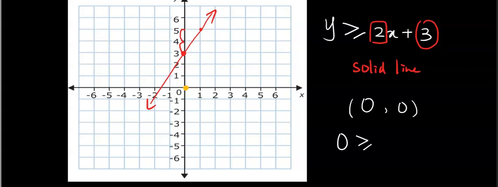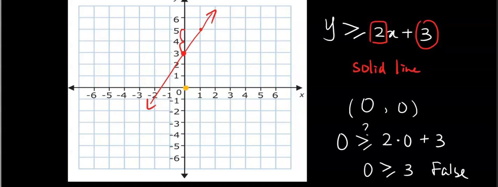0 is greater than or equal to, we don't know, 2 times 0 plus 3. It says 0 is greater than or equal to 3, which is false. Therefore, do not shade the part where 0 stays. Instead, we're going to shade the part where 0 is not. We're going to shade right here. Alright, that's how we graph a linear inequality in two variables.